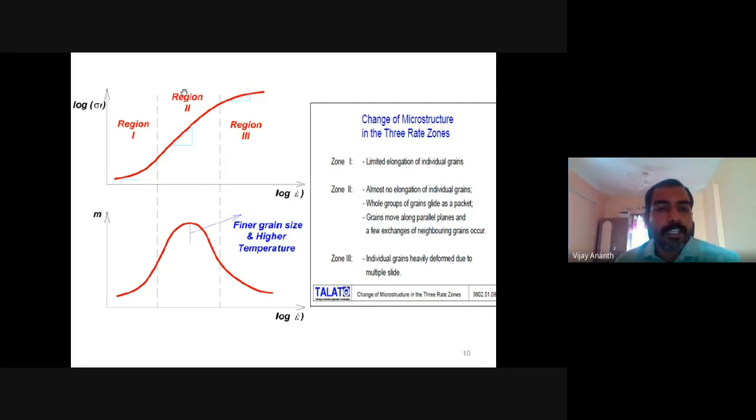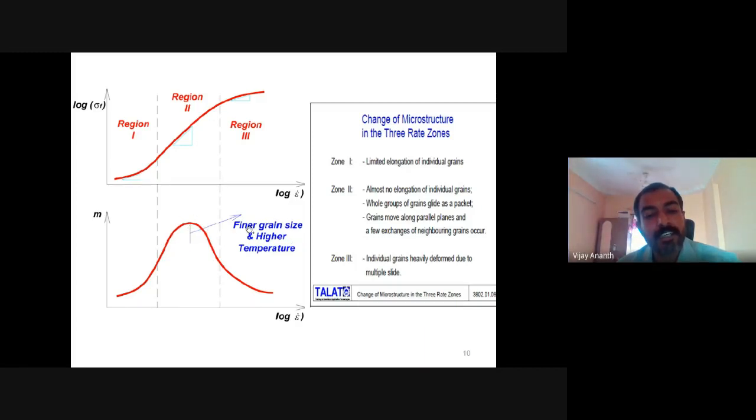So only in this second region will we get the superplastic forming capability. Here grain boundary sliding and Newtonian viscous flow, everything will be happening in this second region. Only in this region can we get the m value of 0.3 to 1. That is why they have given the strain rate sensitivity index versus strain rate curve. In this curve we can obtain a higher m value.